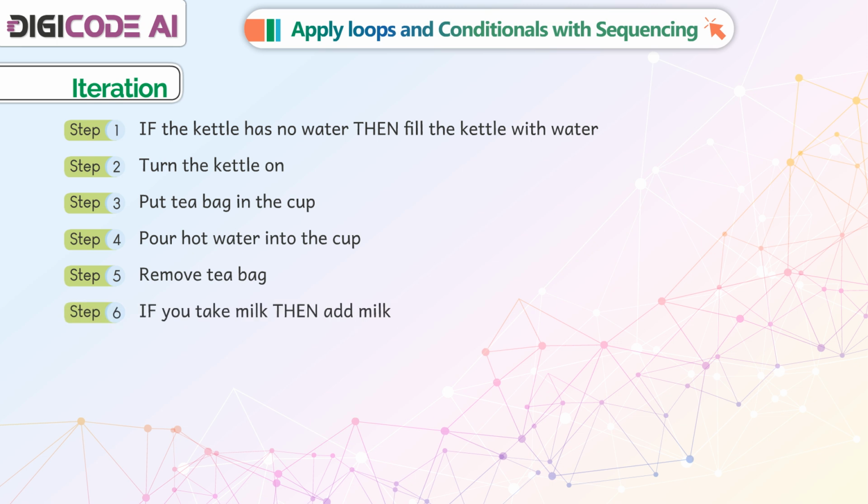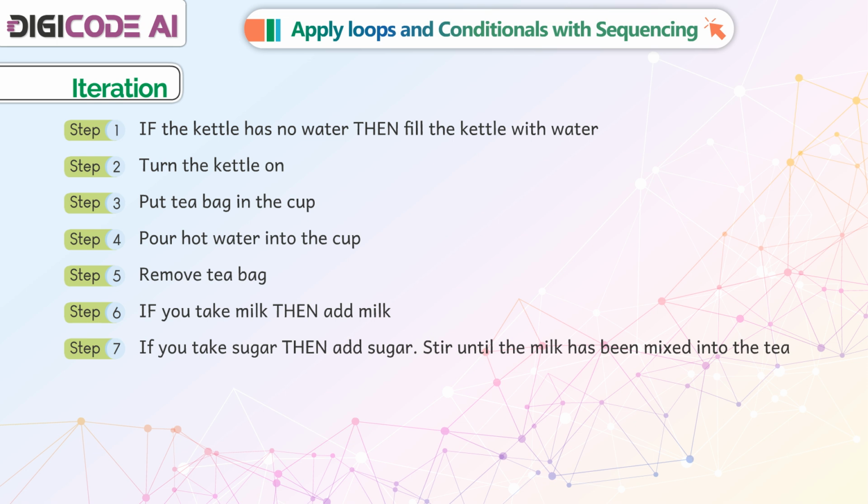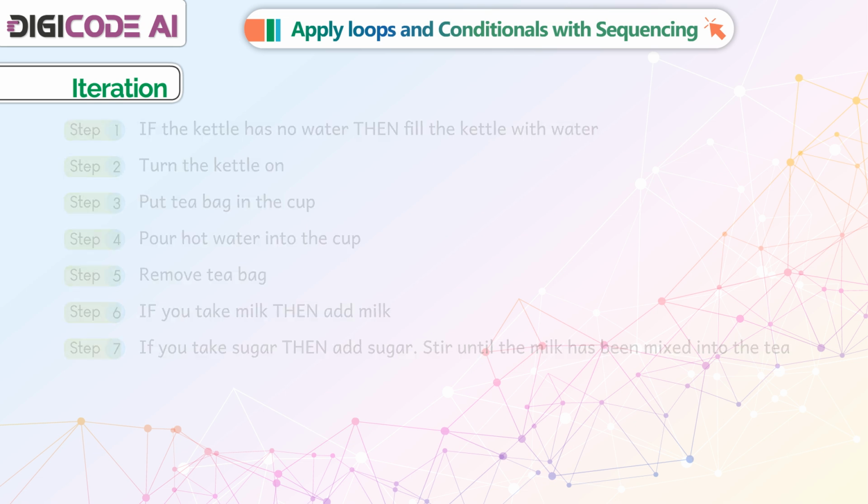Step 6. If you take milk, then add milk. Step 7. If you take sugar, then add sugar. Stir until the milk has been mixed into the tea.